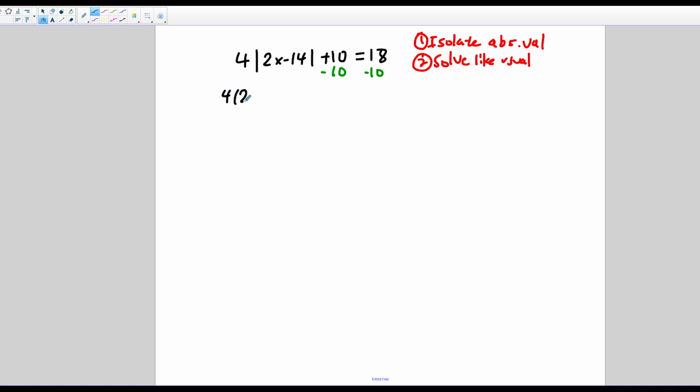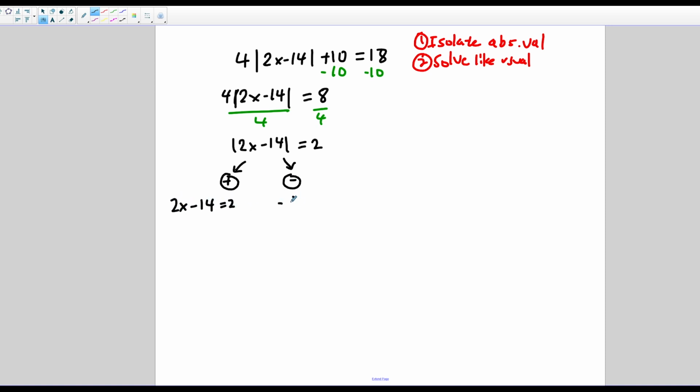So we'll get 4 times the absolute value of 2x minus 14 is equal to 8. Let's divide both sides by 4. And we're left with the absolute value of 2x minus 14 is equal to 2. So from here, we're going to have our positive case, and then we will have our negative case. So we'll have 2x minus 14 is equal to 2. And then for our negative case, we'll have negative 2x minus 14 is equal to 2. And from here, we're just going to solve for both sides.